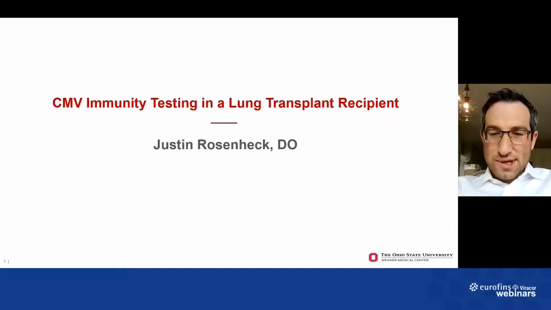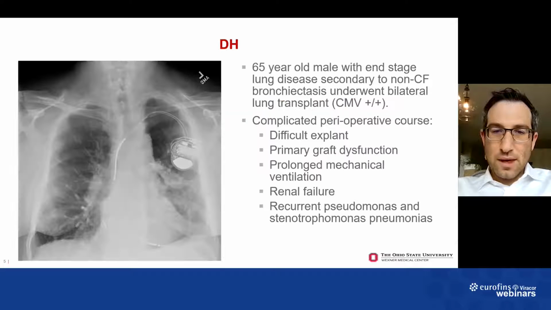Again, my name is Justin Rosenheck. I am an assistant professor at the Ohio State University Wexner Medical Center, and I wanted to discuss how we use CMV immunity testing in our lung transplant recipients. This is one example. DH is a 65-year-old male with end-stage lung disease secondary to non-CF bronchiectasis. He underwent a bilateral lung transplant. Of note, donor and recipient serologies were positive for CMV.